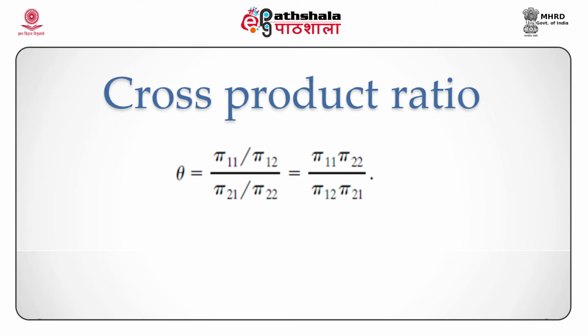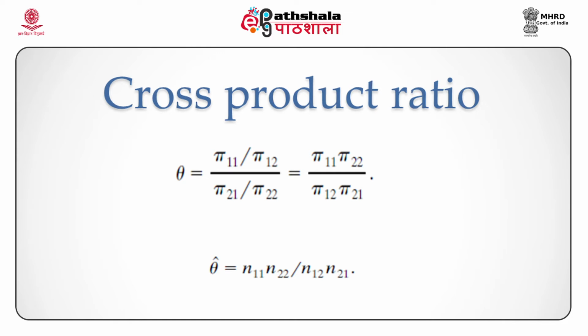The corresponding estimator theta hat is given by theta hat equal to n11 n22 divided by n12 n21. That is, it is the product of the frequencies in the diagonal cells divided by the product of the frequencies in the off-diagonal cells. You can satisfy yourself that the theta hat, which is denoted on this slide, is actually the maximum likelihood estimator of theta.